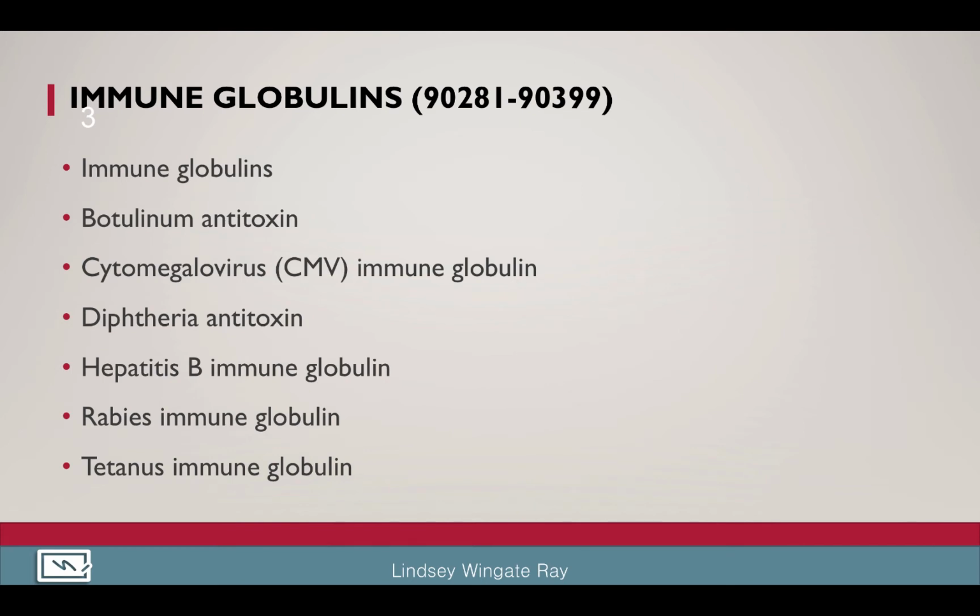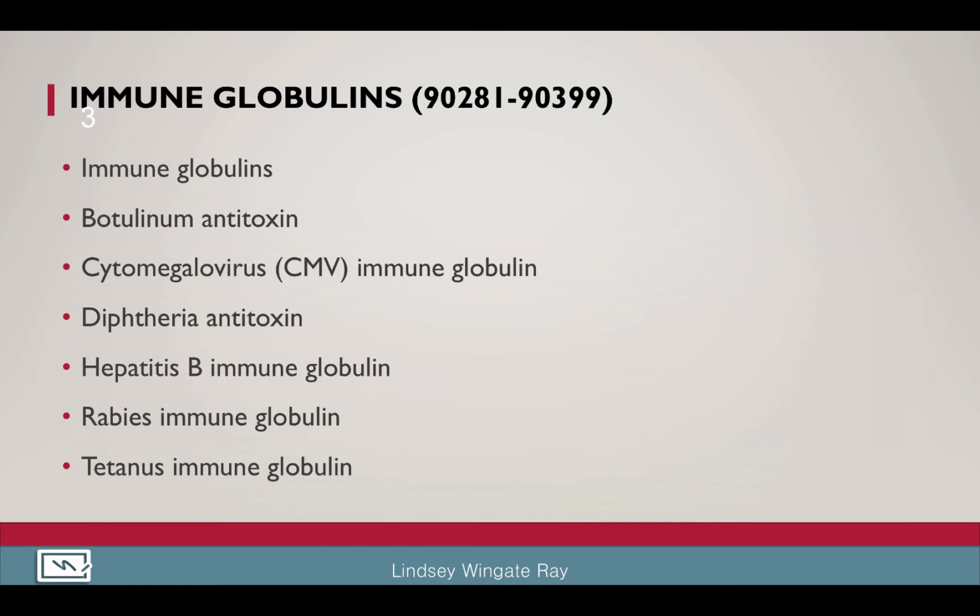90281 through 90399. Immune globulins are proteins given to protect against or prevent infections. These globulins are made from human blood or products created in a lab from human and animal protein. Infections are caused by bacteria, viruses, and fungi. When these products are given, administration codes are listed with product codes. Pay close attention to the method of delivery of the product.